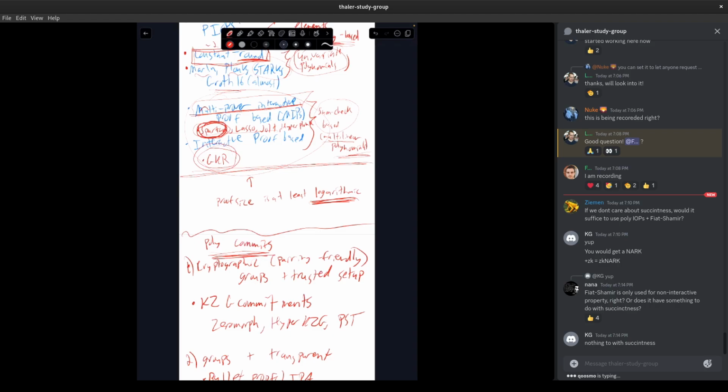Yep. And another question is, I think in the Lasso paper, they talk about a polynomial commitment scheme called Sona, which I think is like a mix of Hyrax and Nova. Mm-hmm. How would that work?